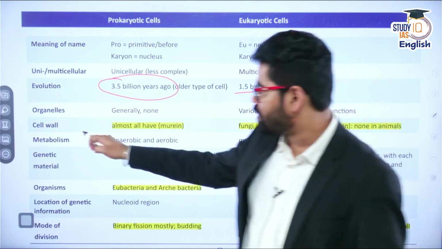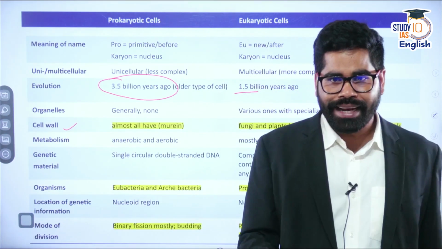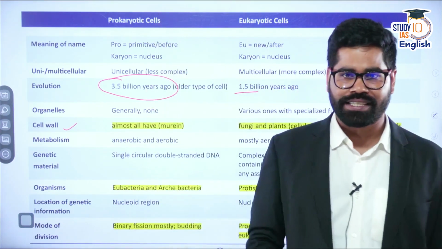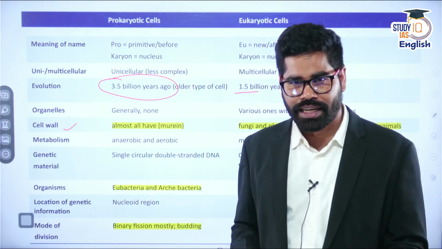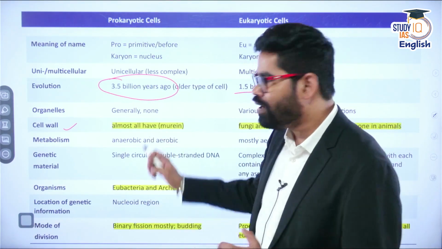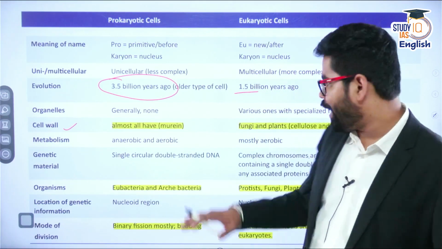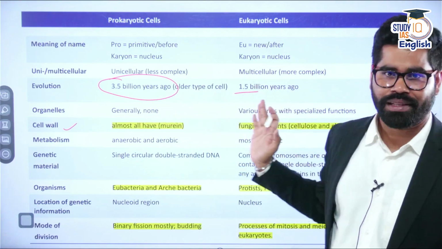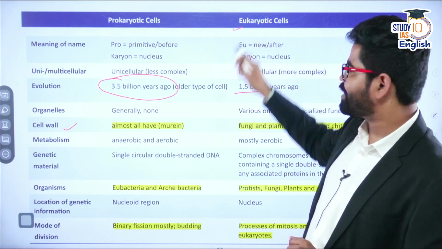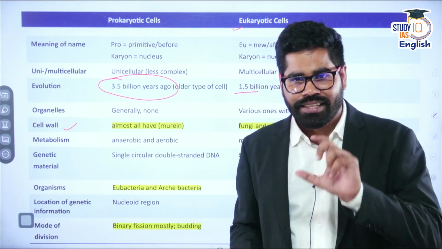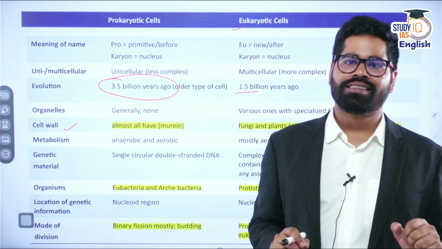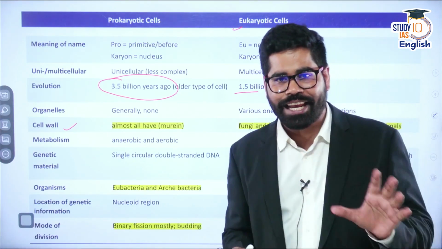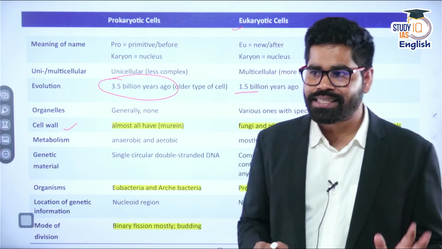If we talk about the cell wall, in the case of prokaryotic cells, almost all the different cells are going to have this cell wall. Whereas in eukaryotic cells, certain plant cells and fungi have this cell wall, whereas the other animal cells are missing this cell wall.